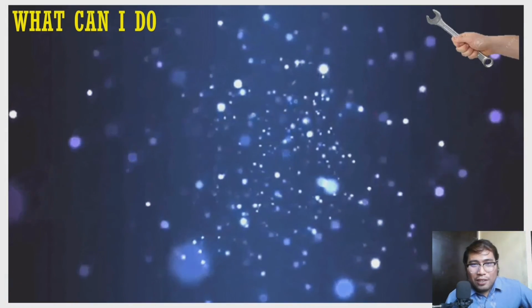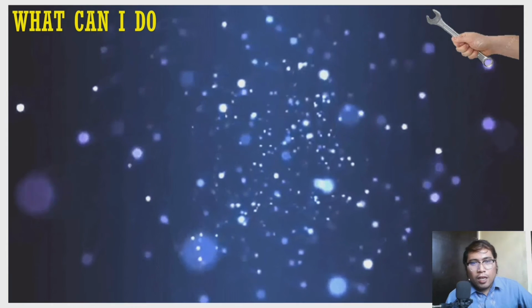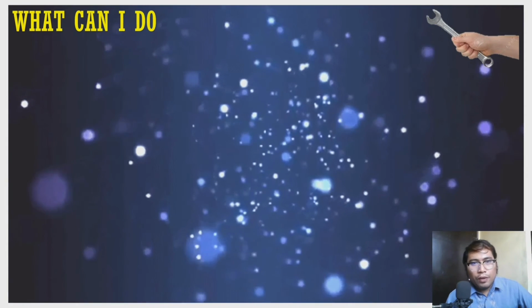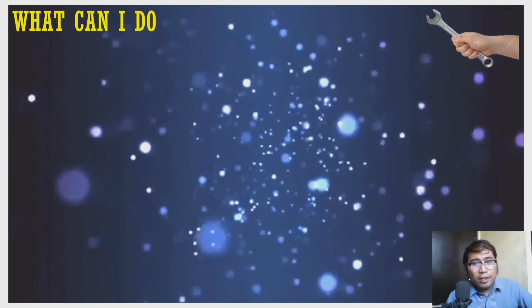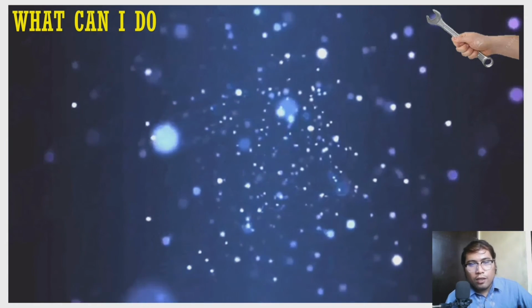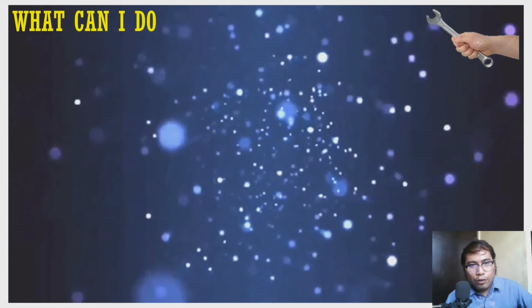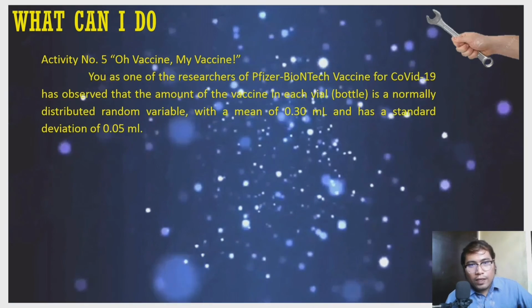In this session, you are going to apply what you have learned in solving problems regarding central limit theorem. So you are going to try this on your own. You may get a piece of paper or your answer sheets to write your solutions for this. So activity number 5, O vaccine, my vaccine.